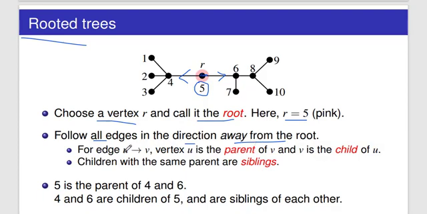For an edge u to v, vertex u is the parent of v, and v is the child of u, like in a root also. So here 5 is the parent of 4. Why? Because the arrow is like this.